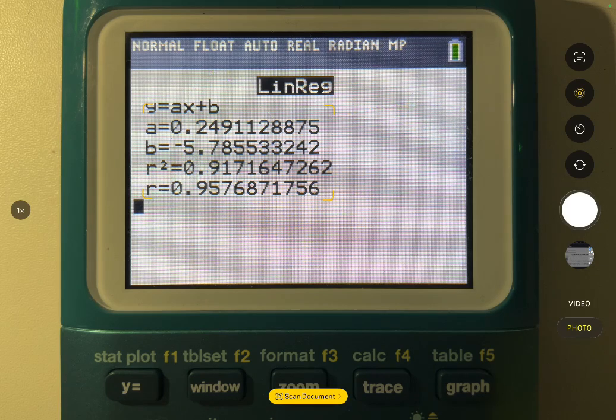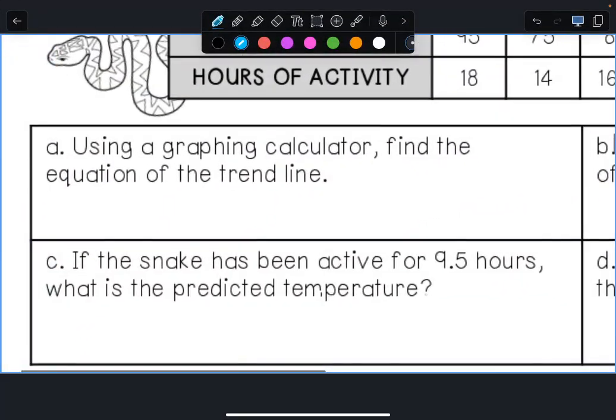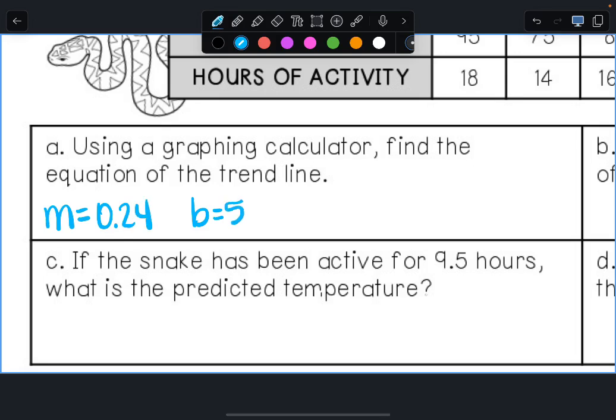All right, are we good? Okay. So the slope of this line is what? 0.24. And the y-intercept? Negative 5.78. All right, so the equation of our line is 0.24x minus 5.78. Okay?